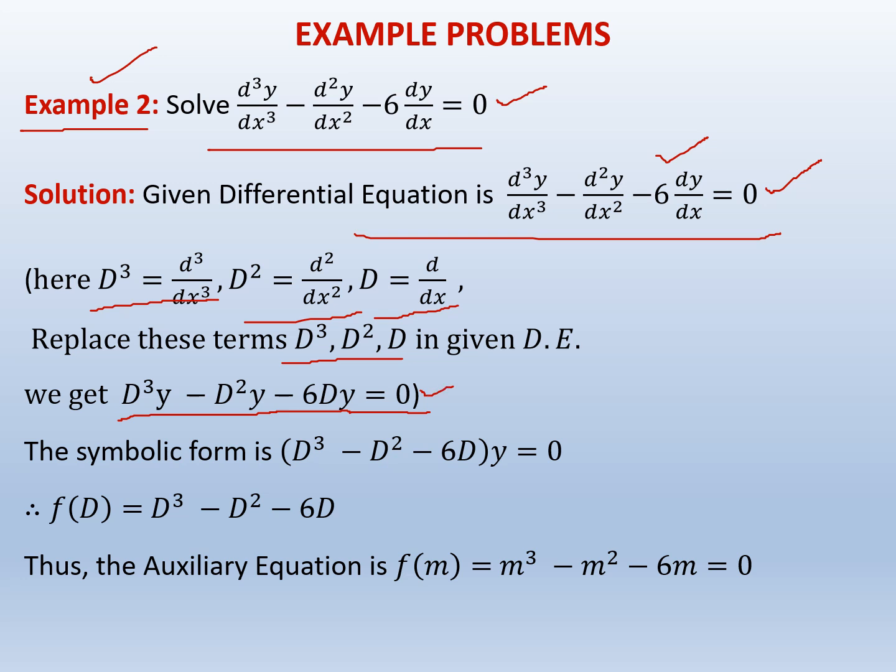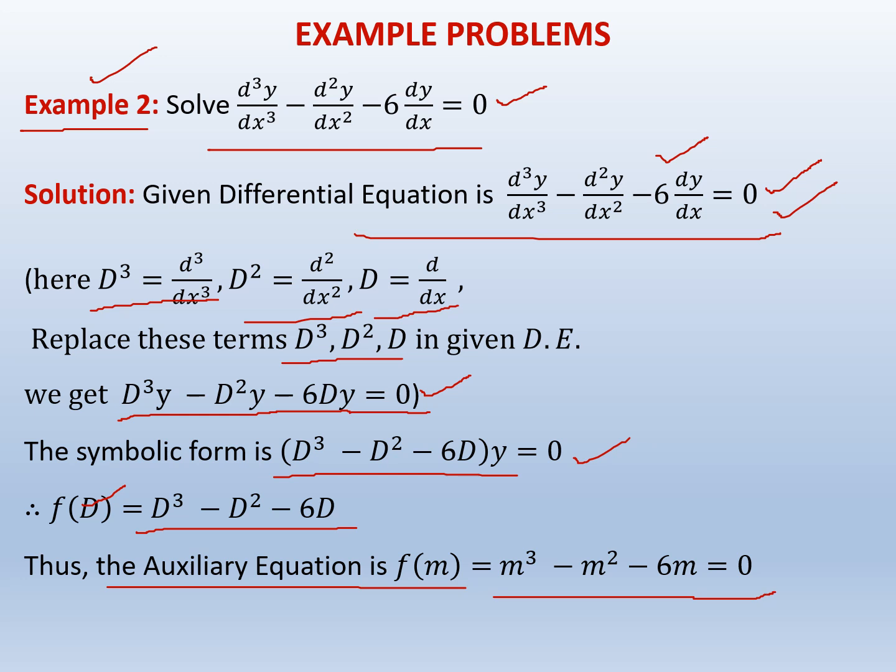Now, from the left hand side of this equation, we can take out common y. Thus, we get (d cube minus d square minus 6 times d) of y is equal to 0, which is the symbolic form of the given differential equation. Thus, we get f of d is equal to d cube minus d square minus 6 times d. Now, here in f of d, replace d with m. Thus, we get the auxiliary equation f of m is equal to m cube minus m square minus 6 times m is equal to 0.